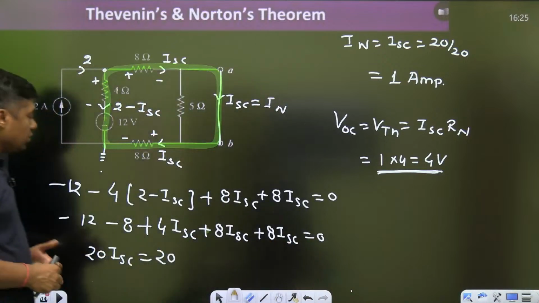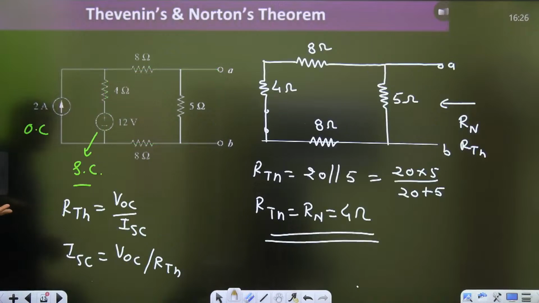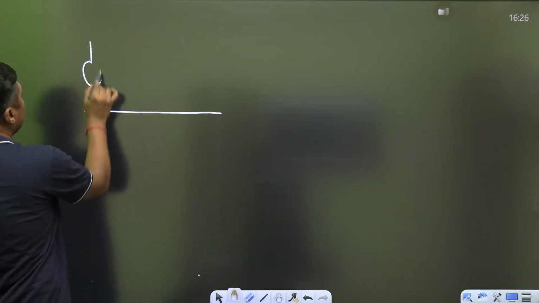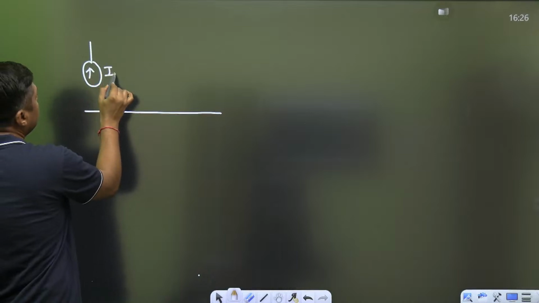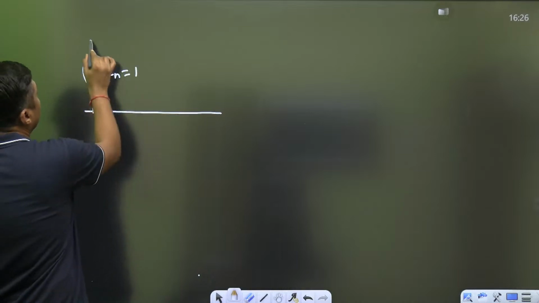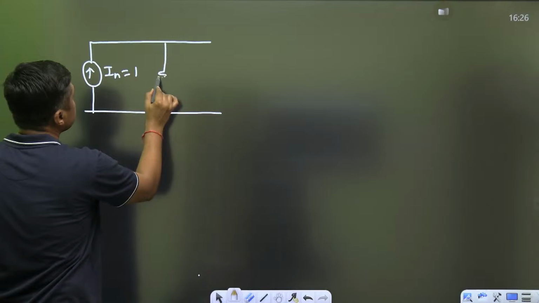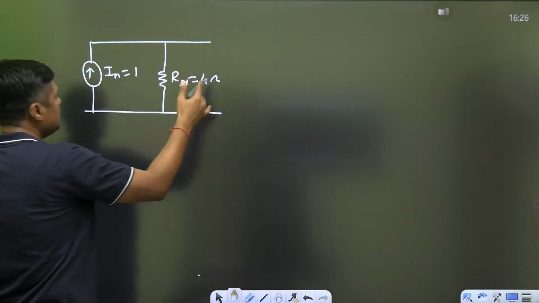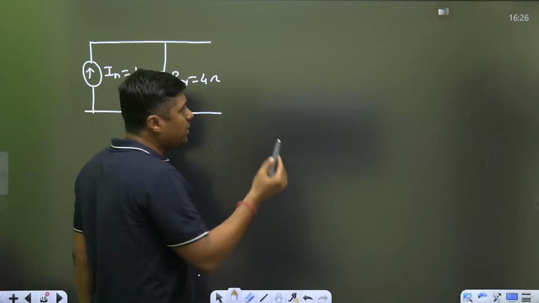तो चलिए ये तो आ गया ISC, यही है. तो Norton's equivalent क्या होगा इसका? Norton's equivalent बन गया आपका सिंपल सा, this is the RN, IN 1 ampere and RN 4 ohm. And what is the Thevenin's equivalent? That is the source transformable pair.